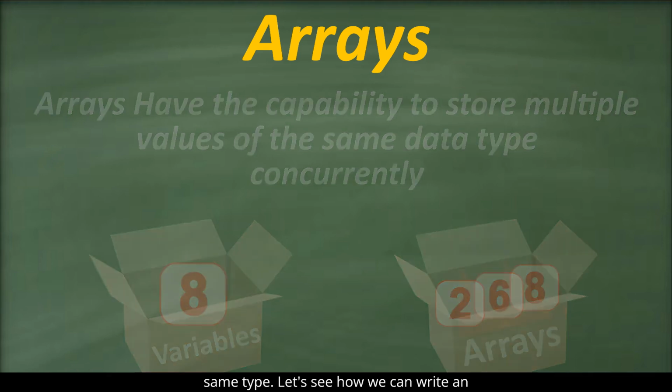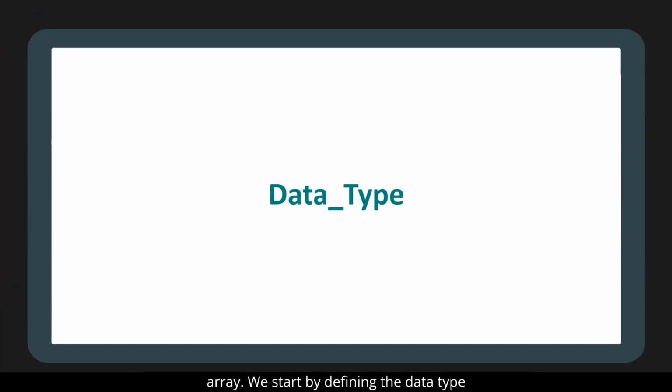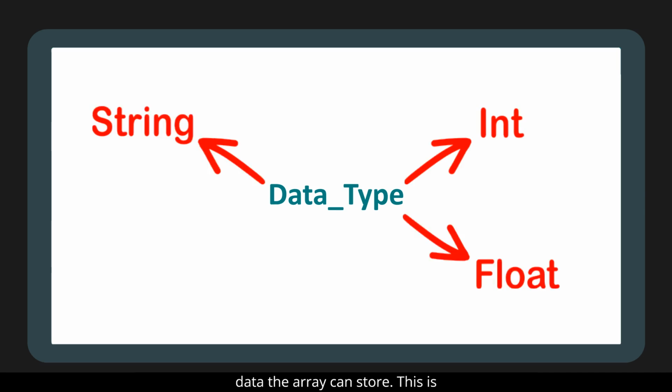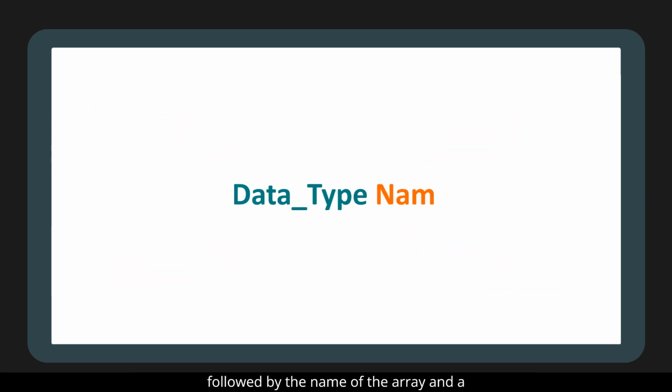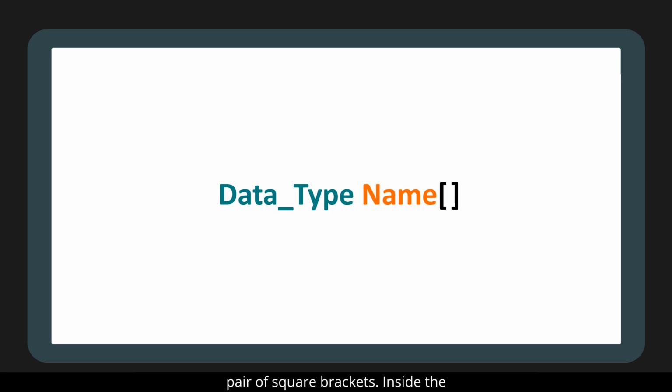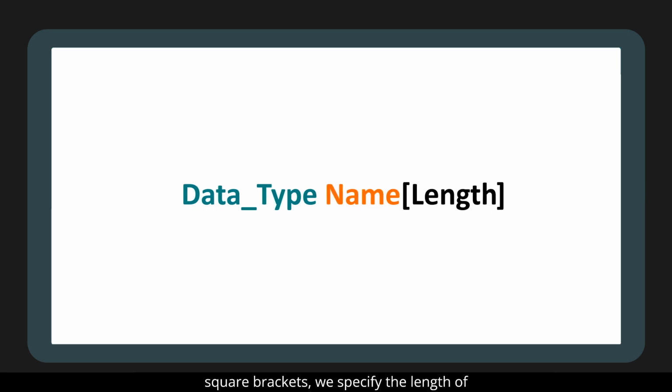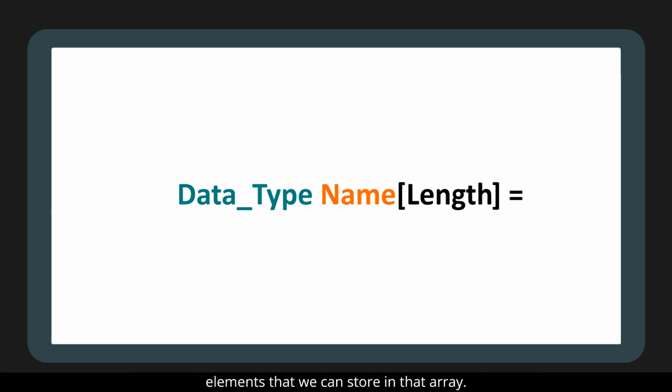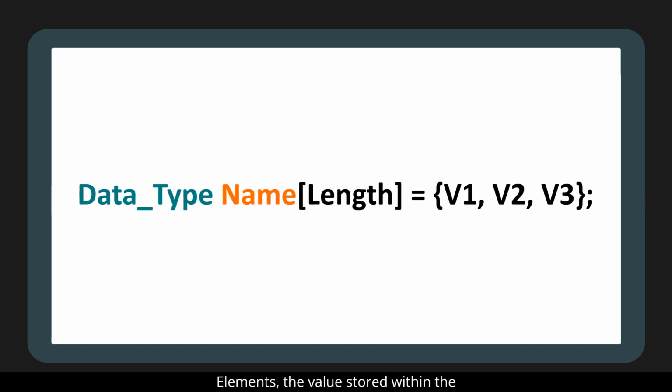Let's see how we can write an array. We start by defining the data type of the array, which dictates the type of data the array can store. This is followed by the name of the array and a pair of square brackets. Inside the square brackets, we specify the length of the array, denoting the maximum number of elements that we can store in that array. Elements, the values stored within the array, are enclosed in curly brackets and separated by commas.